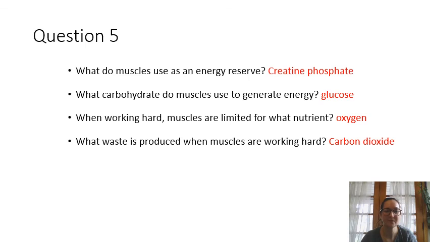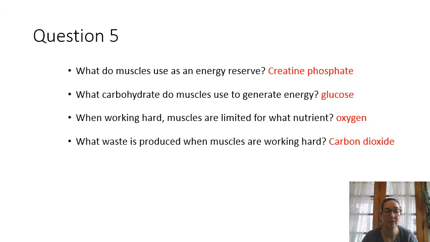Okay, so the energy reserve is creatine phosphate. That creatine phosphate gives us a slightly longer term storage of energy, so 12 to 15 seconds of extra energy usage. And then after that, we have to start generating new energy. We generate new ATP by breaking down glucose. Glucose is the sugar molecule that all of your muscle cells can use in order to generate new ATP.